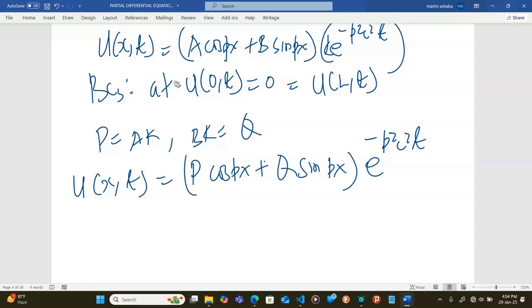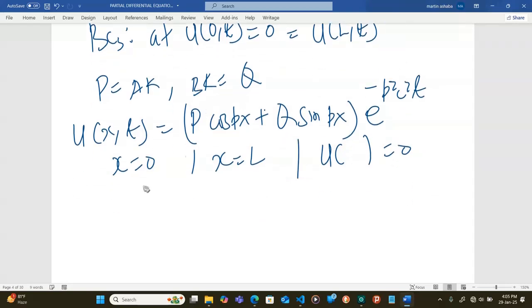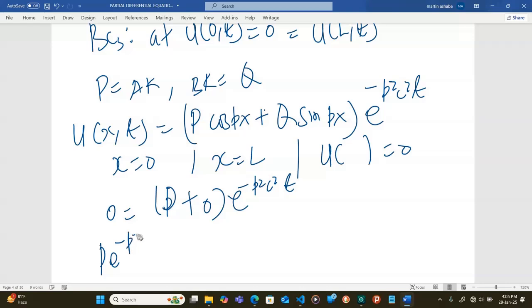So let's put in 0, so x is equal to 0 and x is equal to L, giving us u of all this equivalent to 0. So what does that mean? If I put in 0, I have 0 is equal to p, because a cos of 0 is equal to 1, so I'll have p, then plus a sine of 0 is 0, so plus 0 times exponential of negative p squared c squared t. So I'll have p exponential of negative p squared c squared t is equal to 0.